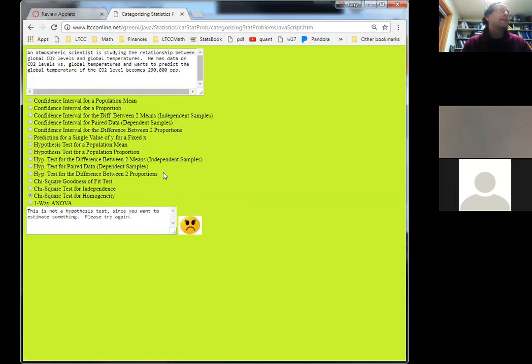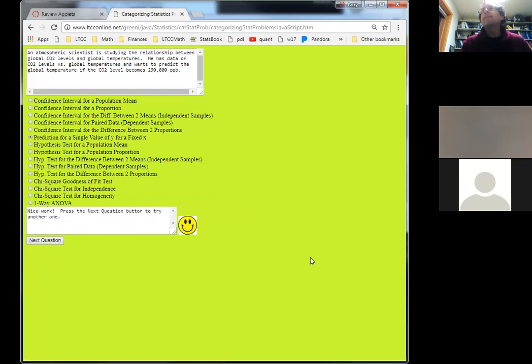Okay, confidence interval for paired data. Let's try it. Okay, confidence interval for paired data dependent samples. Not quite right either. We're given a value for one of the variables. We want to estimate the other. Try again. So try a different one. Okay, prediction for a single value of y for a fixed x. So let's try it. And that's correct.